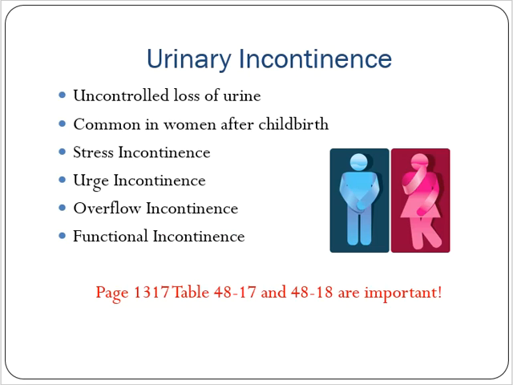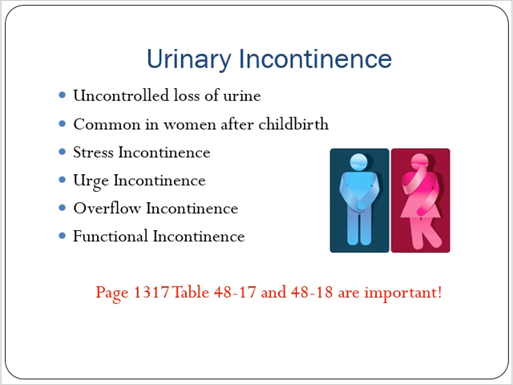Urinary incontinence is something you learnt about in FHA and AHA. It's also known as uncontrolled loss of urine. It can be common in women after childbirth. There are various kinds of urinary incontinence. Stress, urge, overflow, and functional are some examples.